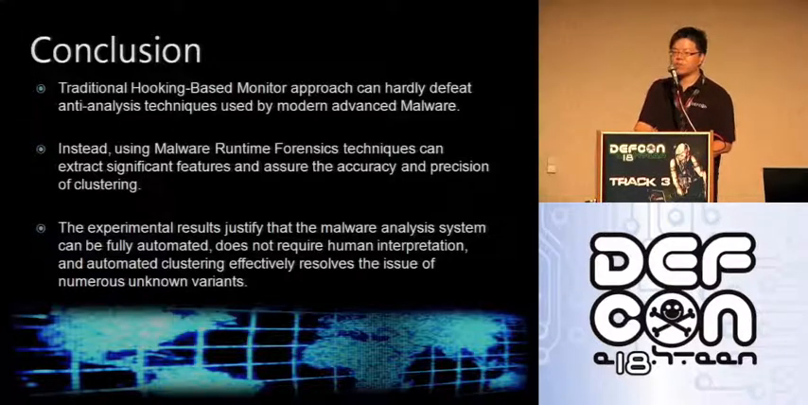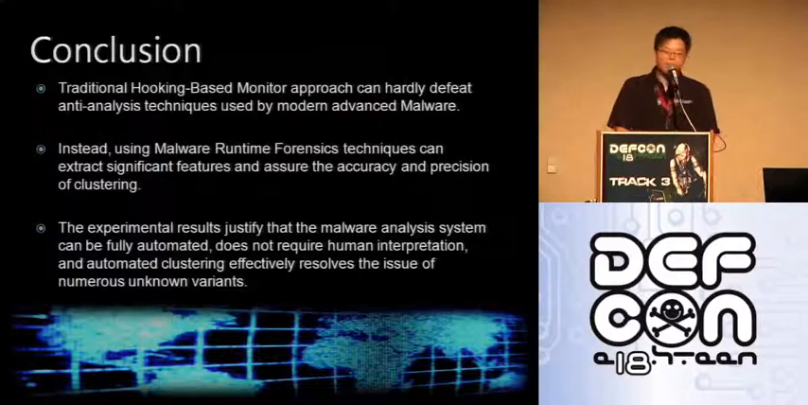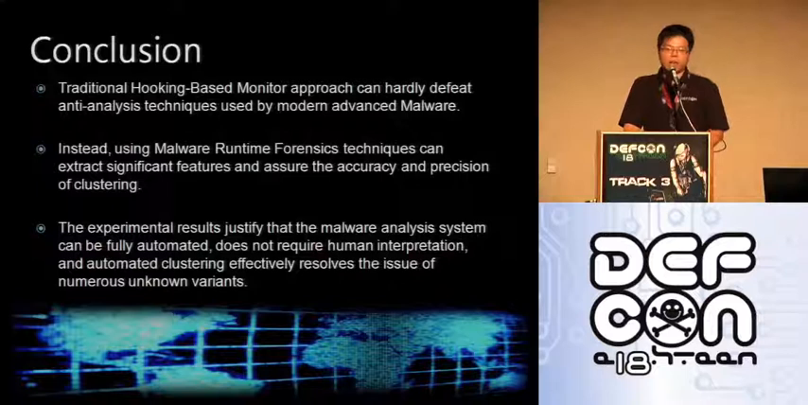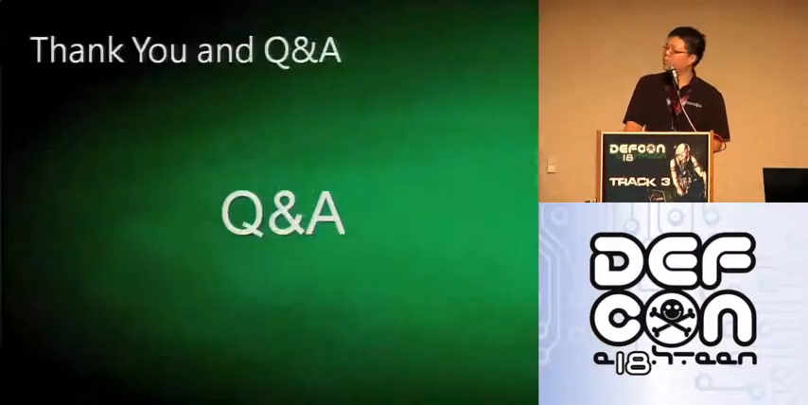And the experimental results also justify that, because of our runtime forensics, we are able to collect a lot of significant features. These significant features help us to do automatic clustering of malware. So it also helps us to identify even unknown malwares, because we are able to cluster them into the groups that they are more alike with. So that will end our talk. And if you have any questions, you can also write emails to us.